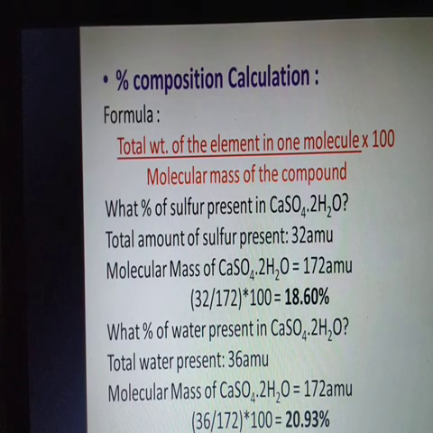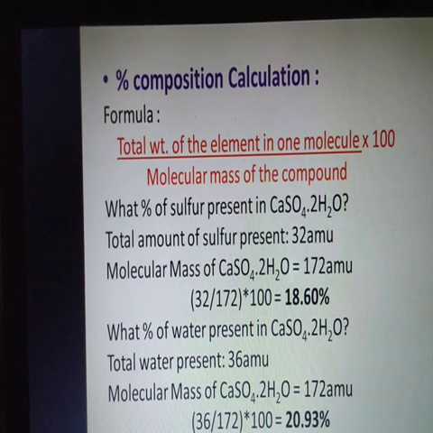What percentage of sulfur is present in CaSO4.2H2O? How many sulfur atoms are present? 1. So what's the atomic mass? 32 amu. What's the molecular mass? Previously we calculated it's 172 amu. So 32 by 172 into 100, that is 18.60. What percentage of water is present in CaSO4.2H2O? How many water molecules are present? 2. One water molecule's mass is how much? 18. Two water molecules will be how much? 36 amu. Very good. Molecular mass of CaSO4.2H2O is how much? 172. So 36 by 172 into 100. So very, very tough, sir? Is it very tough? I don't think so.